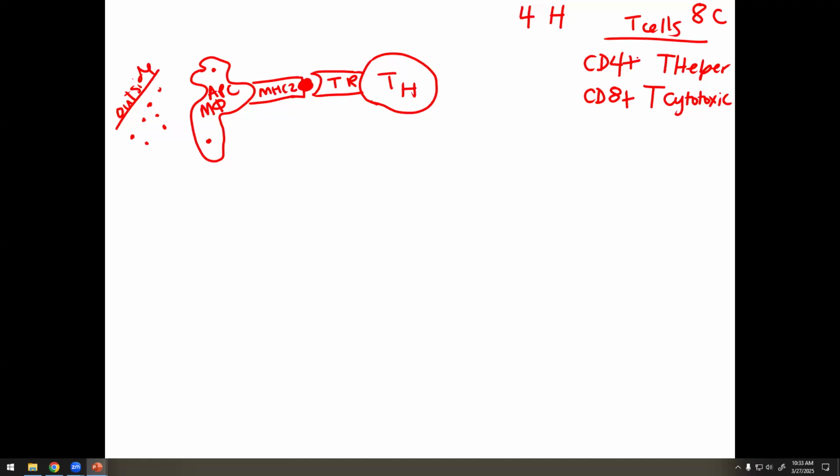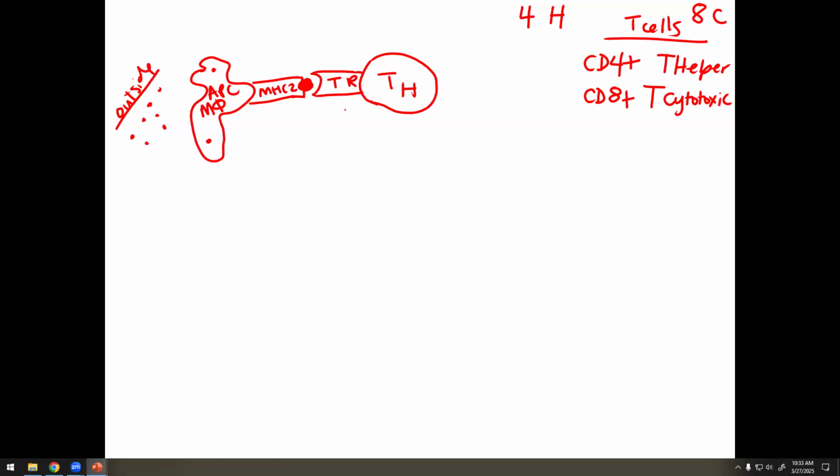Now, do you guys remember how when we talked about HIV, I told you that they infect T cells? HIV infects CD4 positive T cells. This is going to be extremely important for us understanding why HIV causes disease here in a minute.